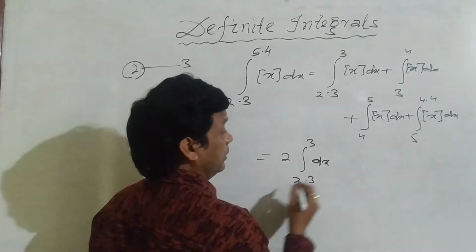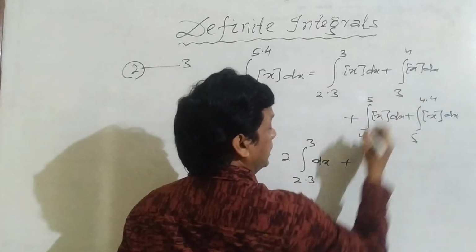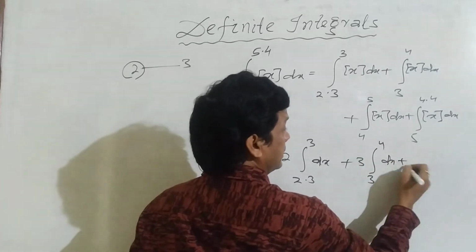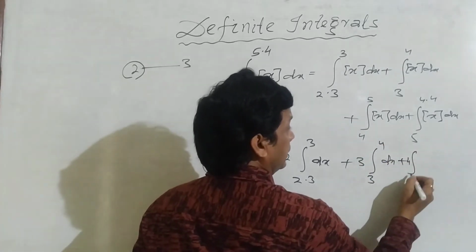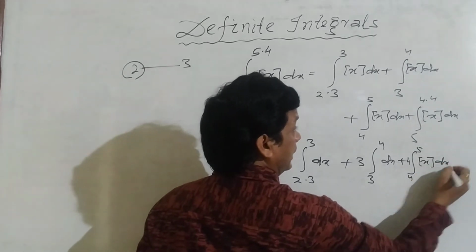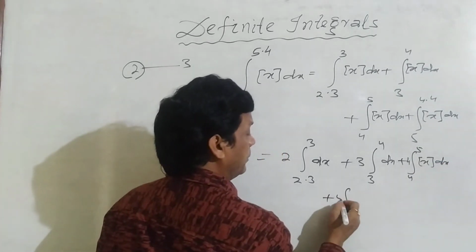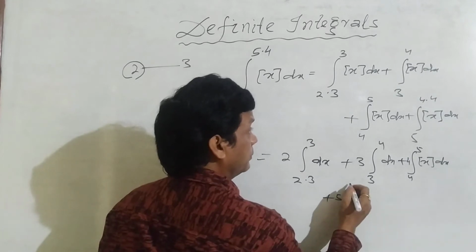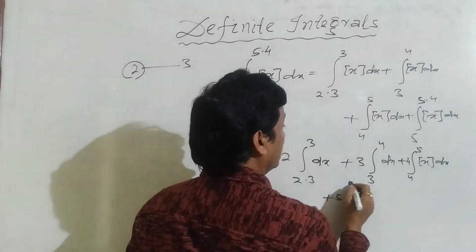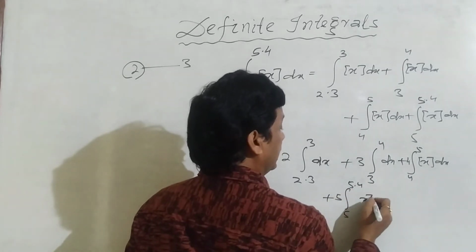Bracket x I have taken outside. Then here it will be 3, so take 3 outside. So 3 to 4 dx. In this case, take 4 outside, then 4 to 5, dx. Then in the last case, I am taking 5 outside, so it is 5 to 5.4, dx.